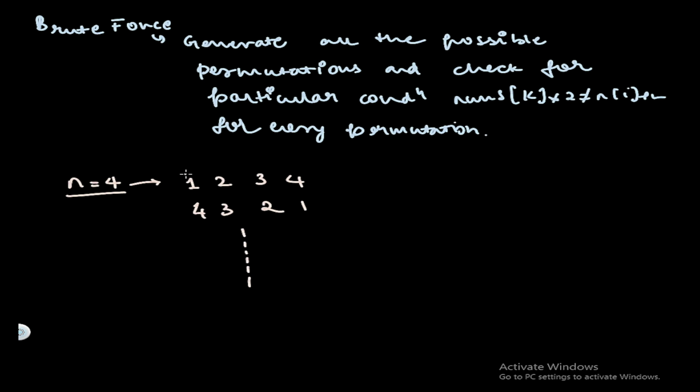Now for every permutation you will check. For length 4, you will check every permutation, so the number of permutations into big O of n for every permutation. Now the number of permutations would be in the factorial form. So this will be a huge time complexity approach.